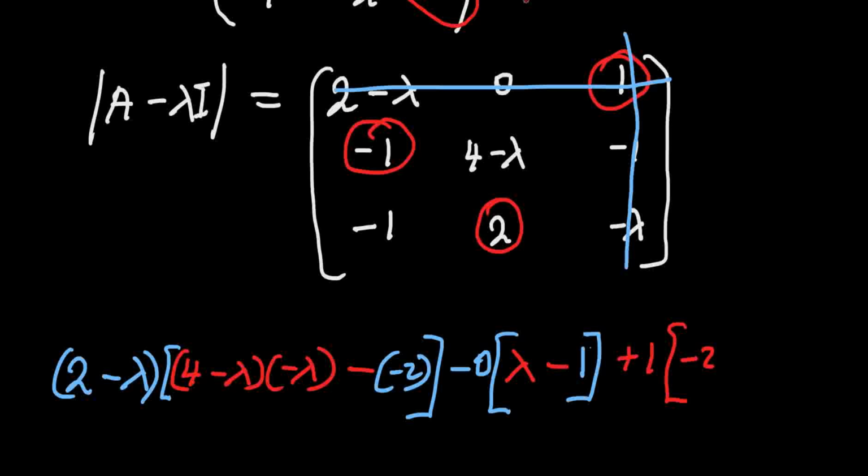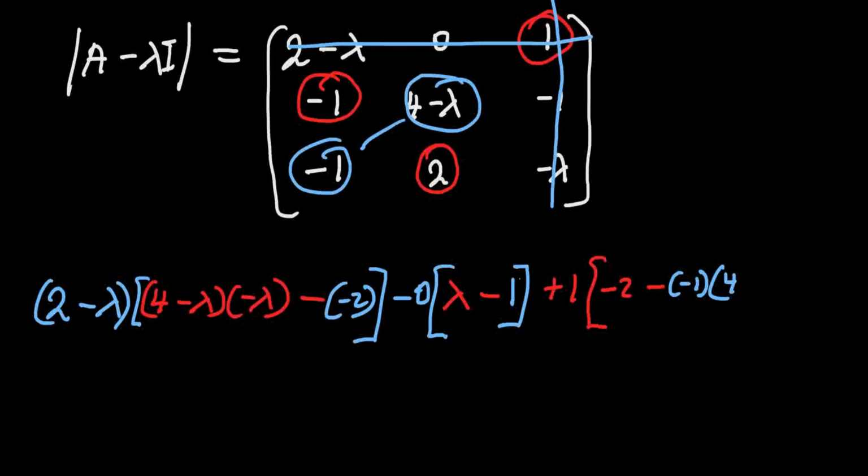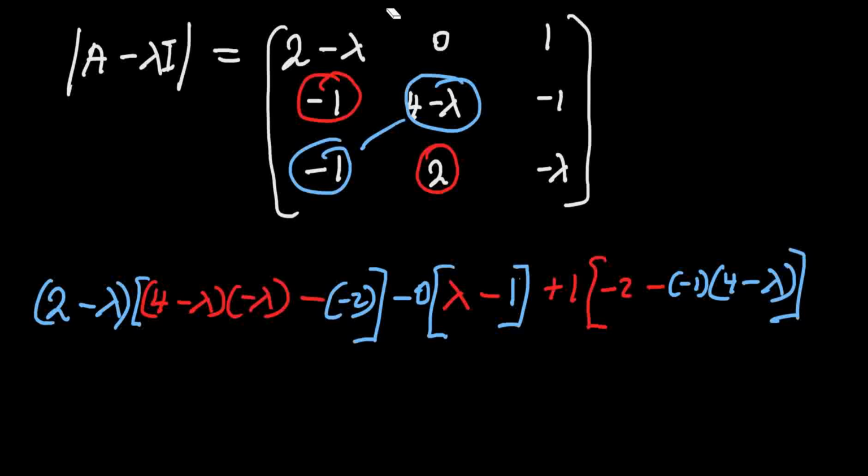So negative 2 minus, and then you also need to pick this and use it to multiply this. So you can simply put that in parentheses. So this would be negative 1 times 4 minus lambda, and close the bracket. So we are done with this. Clean up the screen.